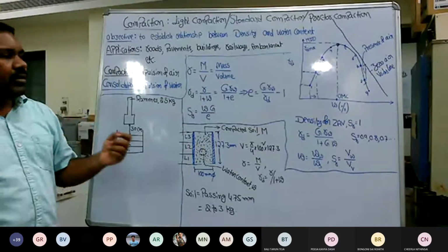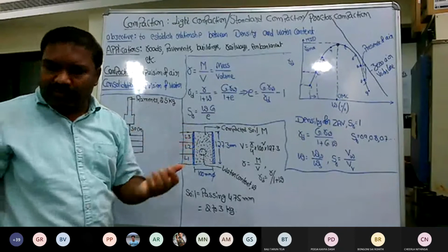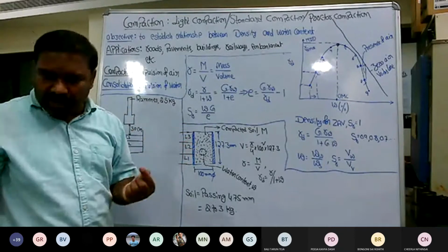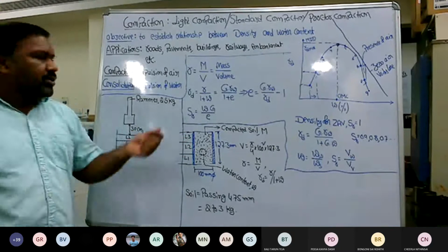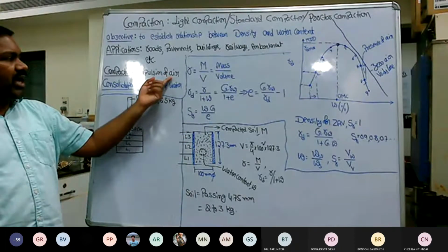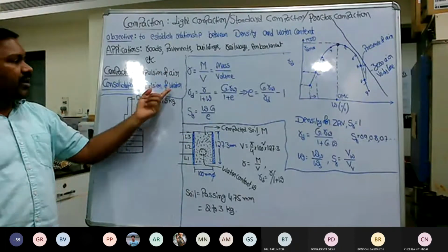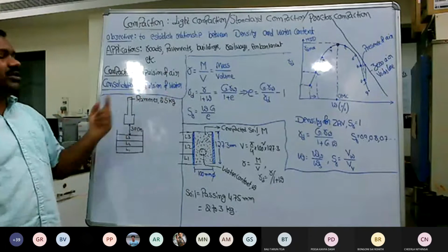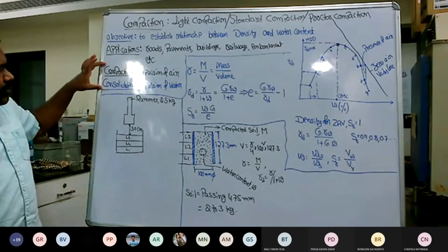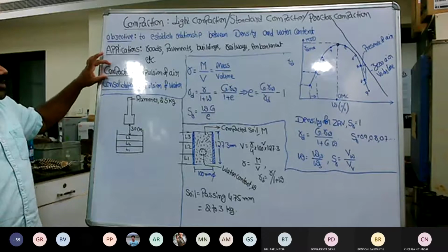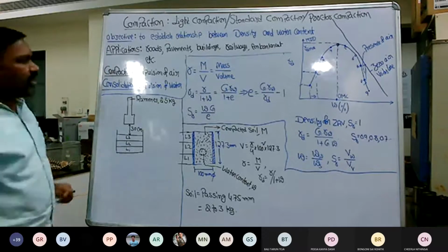On the other hand, you also know that if you take any soil mass, we have soil solids, we have water, and we have the volume of voids. If you remove the air from the voids, that is called compaction. If you remove water from the voids, that is called consolidation. So you must remember the basic distinction between compaction and consolidation.